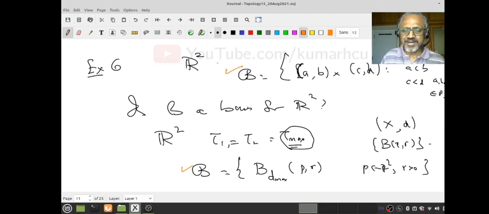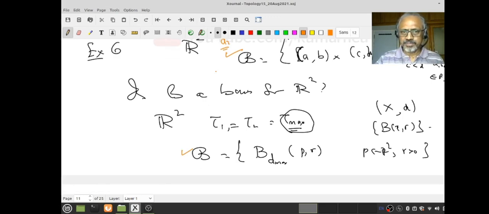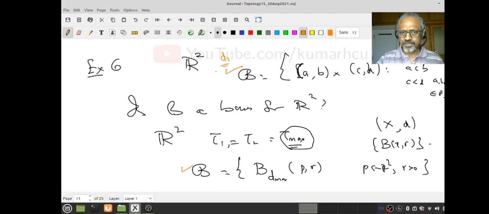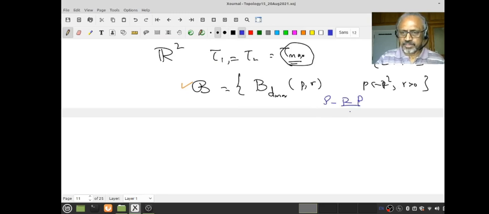Whereas when I think of R2, usually I think of the Euclidean metric, the d2 metric, right? And we define open sets using open disks, open balls with the usual standard Euclidean metric. Are you following? I just want you to be alert. That's all. Okay, so this is more than enough for the time being.